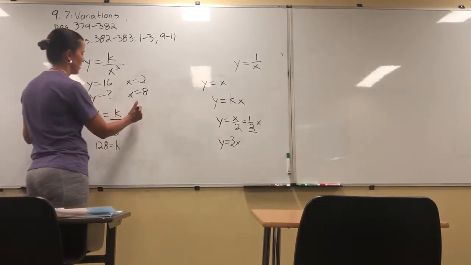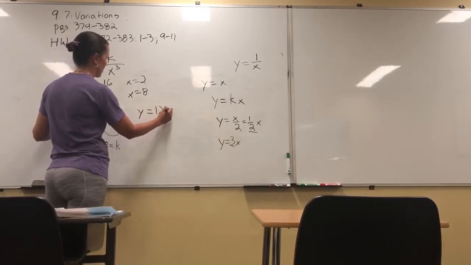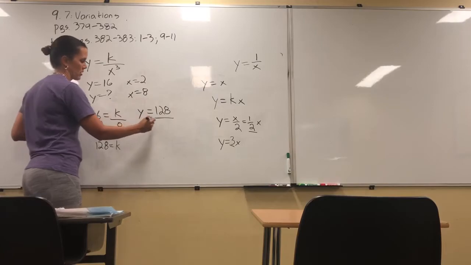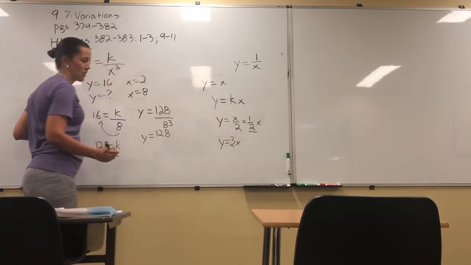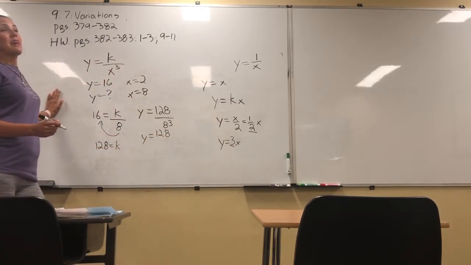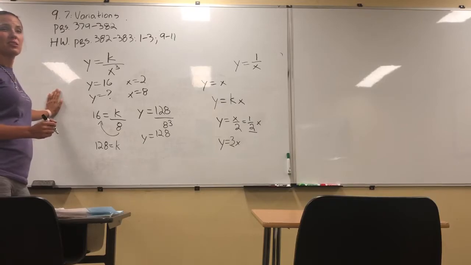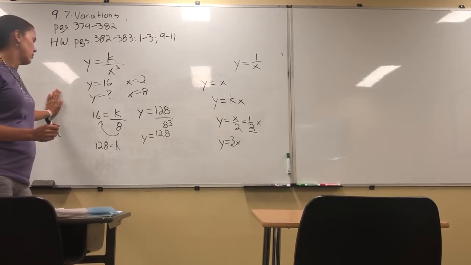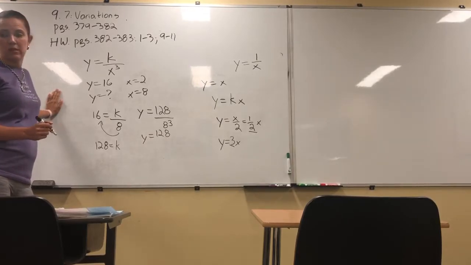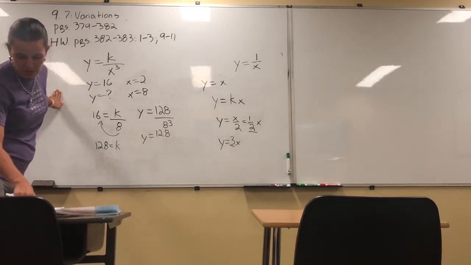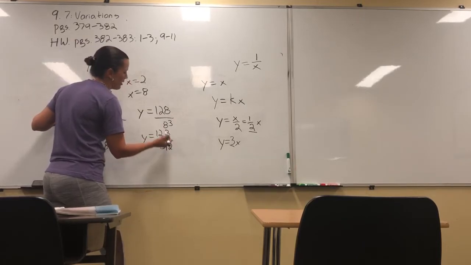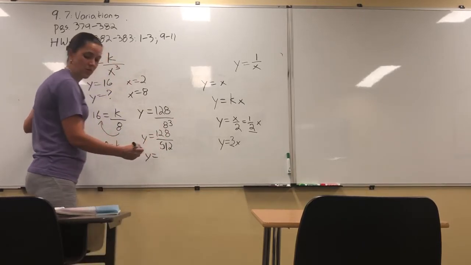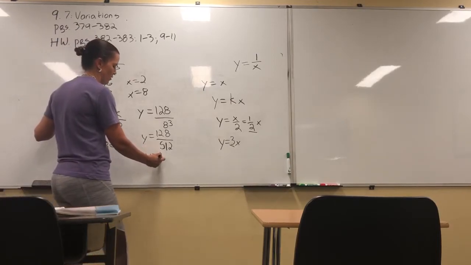Now we have a value for k. Now we can find y, right? We just say y equals 128 over, and then we have the value for x, which is 8 cubed. So y equals 128 over 8 cubed, which is 8 times 8 is 64 times 8. All right, let's just say what the book has because I don't want to do that math in my head. 512. Of course, we can simplify that. I'm not going to do that math in my head either. The book says that's 1 over 4.